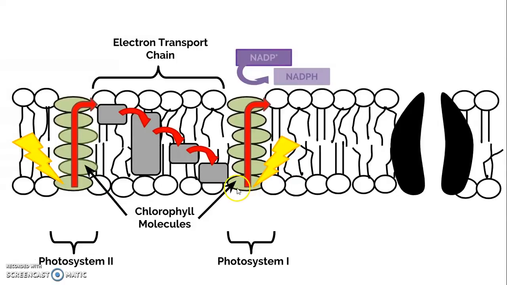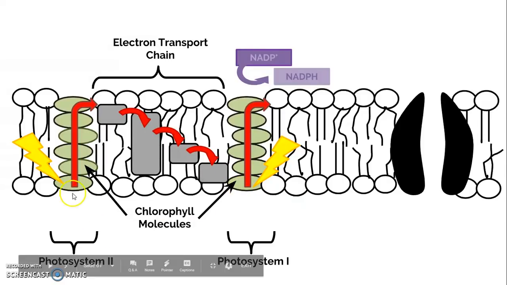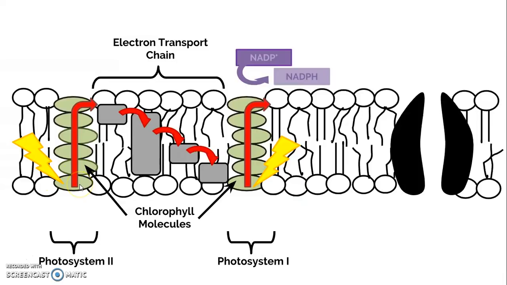So it was initially missing an electron because it was excited and taken away by NADP+, and it was replenished by the electron from photosystem 2 that got passed through the electron transport chain. So this chlorophyll molecule is back to normal. This one, on the other hand, still needs to be addressed.